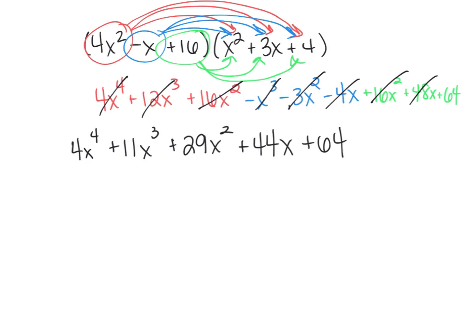So you can think of this as extended distribution, where each term just gets multiplied to everything in the second set of parentheses.